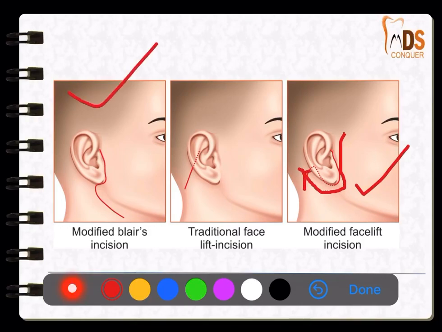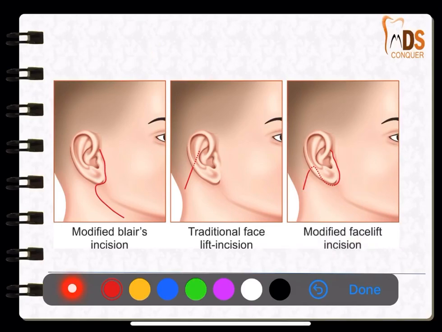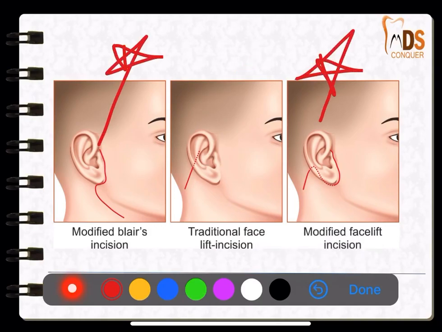So they can post these pictures and ask. This is a traditional facelift picture, as you can see. These two are very important, the modified Blair incision as well as the modified facelift, also called the minor parotidectomy incision. So these two are very important. They can post a picture and ask the name of the incision.